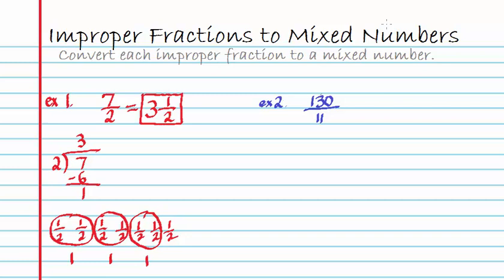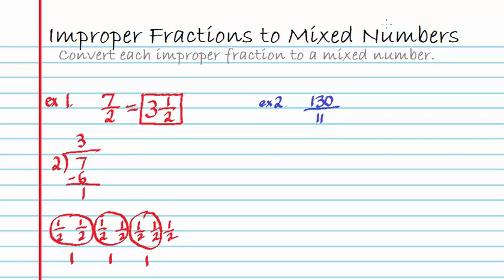For example 2, it's going to be really hard to list out 130 11ths. That's why long division is a much more efficient way of converting an improper fraction to a mixed number. So let's look at example 2.